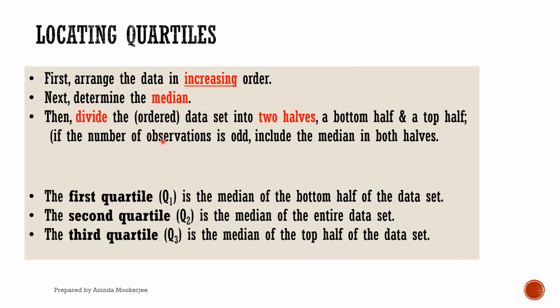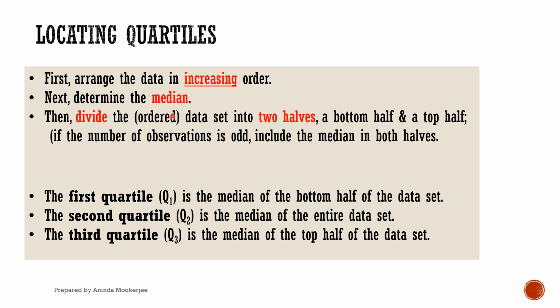So let's find out how to locate the quartiles and pick the values of the quartiles. Now, again, as I said before, the process is going to be the same as finding the median. The only thing is we have to have several iterations of finding the median, for different sections of the data set. So first, arrange the data in increasing order. Just like when you find your median, you have to order your data in ascending order from lowest to highest. And then determine the median. So the first step is to find the median.